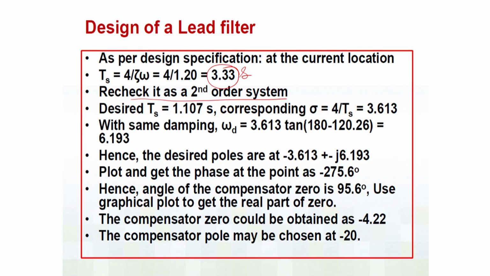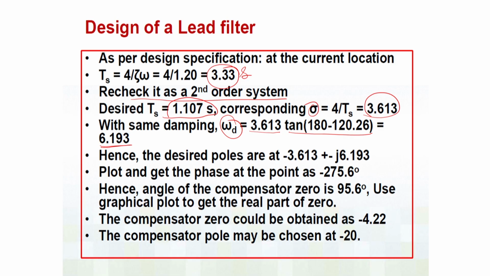Now, what is the settling time? It is 3.33 seconds, but I have to reduce it threefold. That means it should be 1.107 seconds, and for 1.107 seconds, the corresponding real part will be 4 over Ts, that is 3.613. If I want to keep the same damping, then where should be my placement of the poles? The omega d value should be 3.613 times tan of 180 minus 120. That is the desirable value of omega d, which is 6.193.